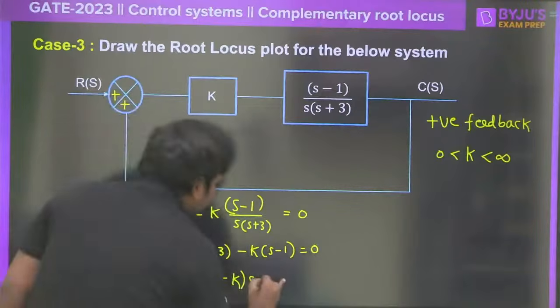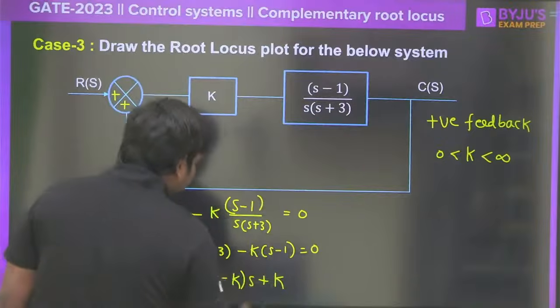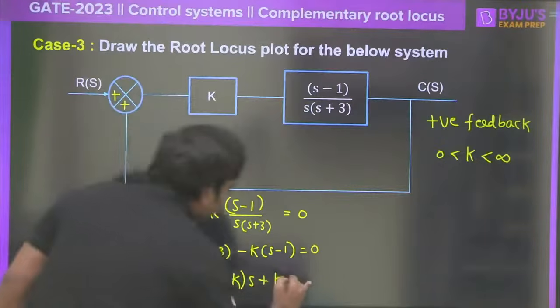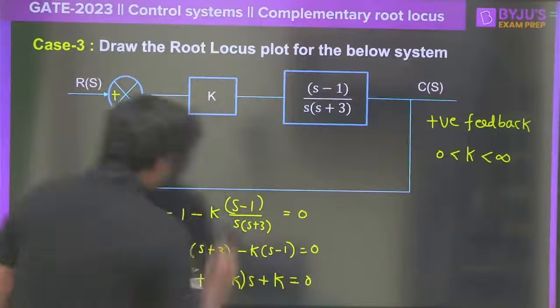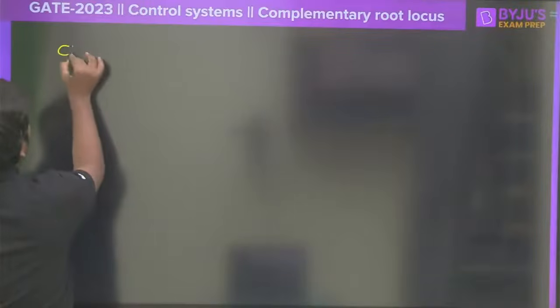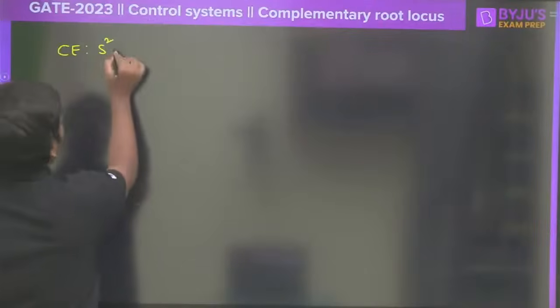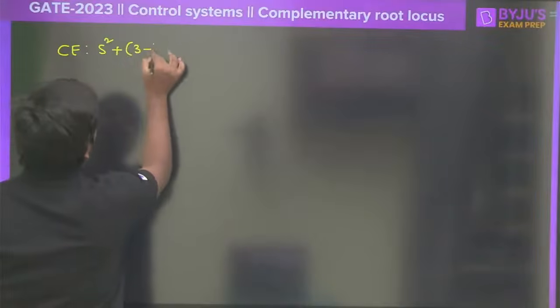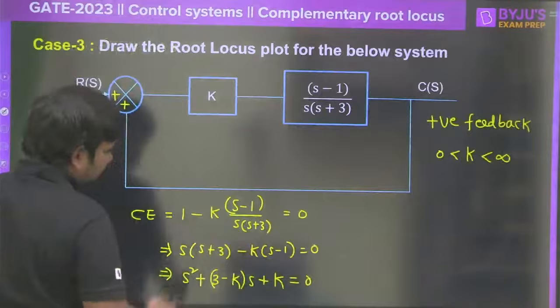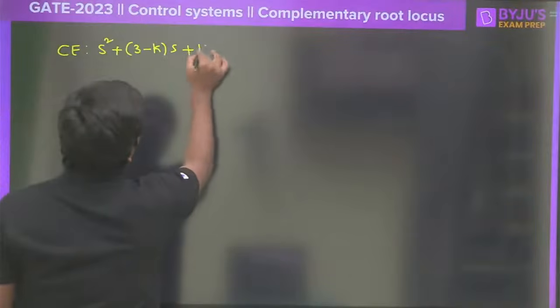Minus and minus plus k here, right? So minus k into minus 1, that is going to be plus k. Therefore, if I consider this as a characteristic equation, now again let me use only the basics. Don't go for any conclusions. So s square plus (3 minus k) whole into s, and then plus k, that must be equal to 0.